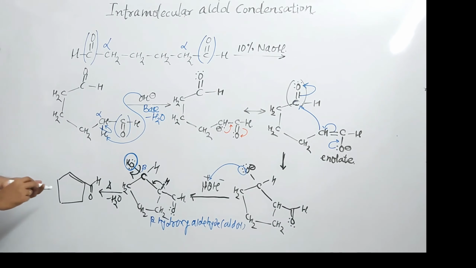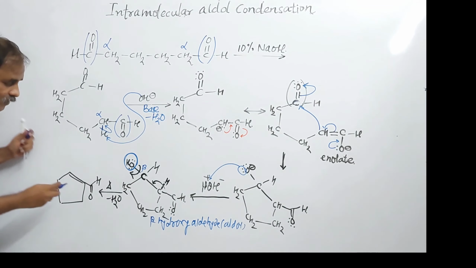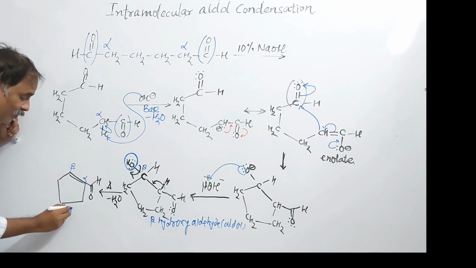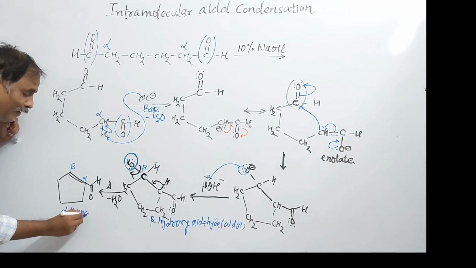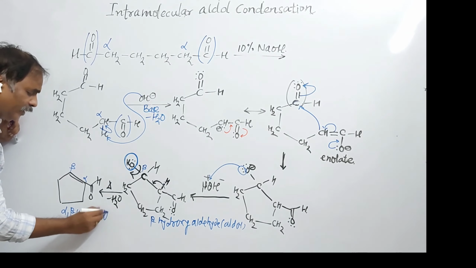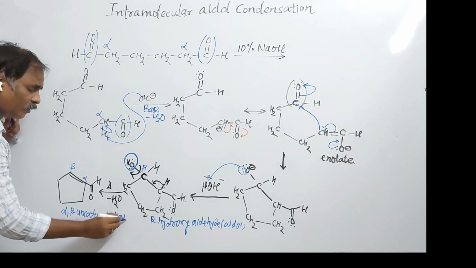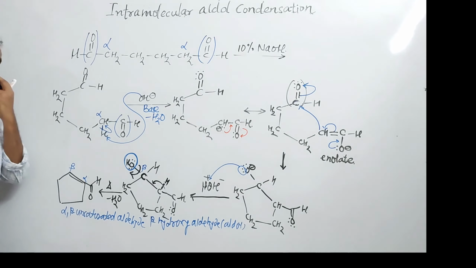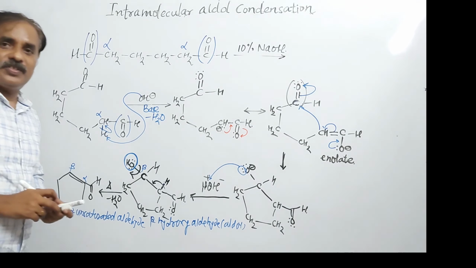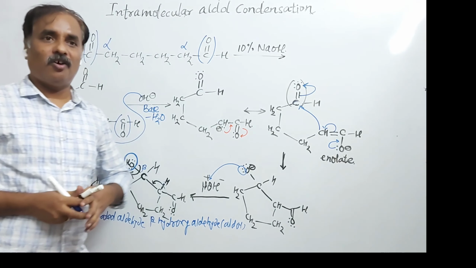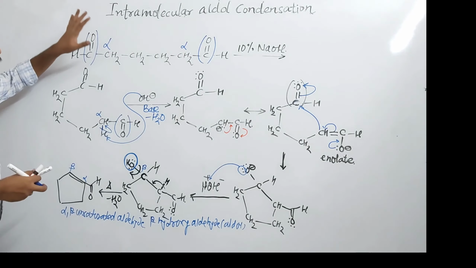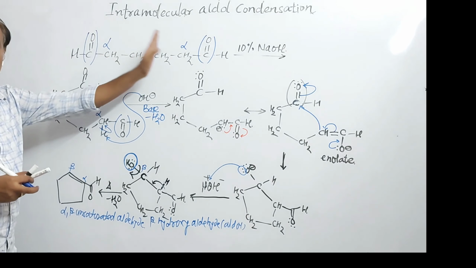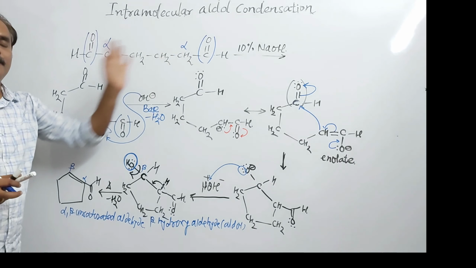It is like this. So here is the alpha carbon, this is the beta, that is, this is an alpha beta unsaturated aldehyde. Formation of alpha beta unsaturated aldehyde. So this reaction is said to be intramolecular aldol condensation. Now, a multifunctional compound having two carbonyl groups, both are aldehydic.